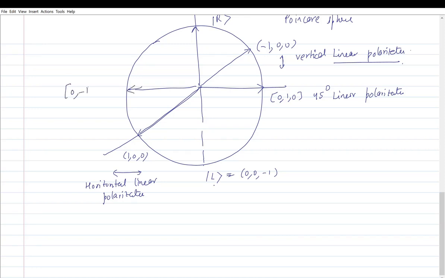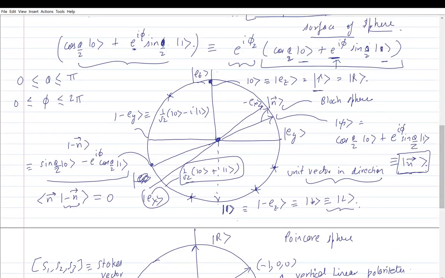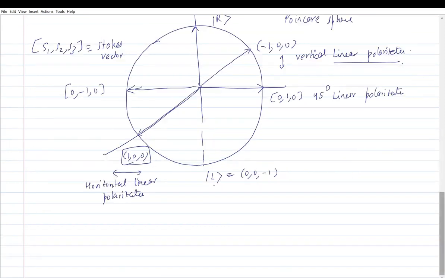This would be 0, minus 1, 0. And these three guys, S1, S2, S3, the three components I'm talking about, this is called a Stokes vector. And the three components here, or any n over here, this is called a Bloch vector, generically, the Bloch vector. So these are just definitions, just a way of representation of states.